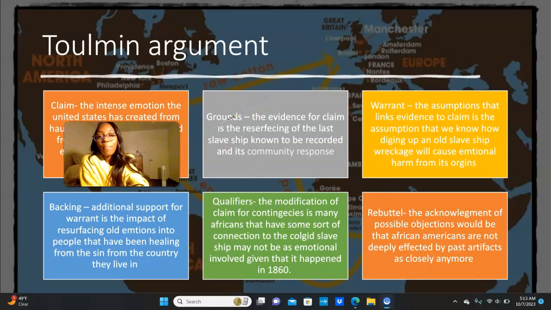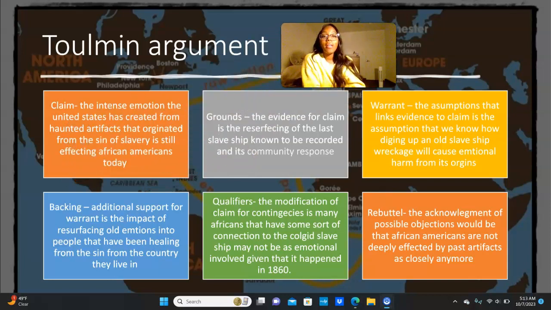So, my breakdown of this argument is the claim. My claim is the intense emotion the United States has created from haunted artifacts that originated from the sin of slavery is still affecting African Americans today. The evidence for the claim is the resurfacing of the last slave ship known on record and its community responses, which the community did not have a very good response to.